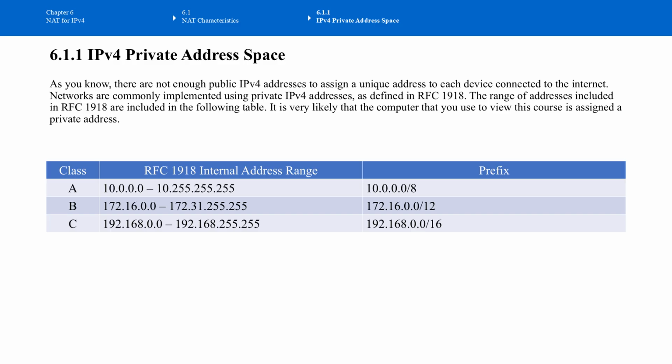And then we have the Class C private range. The third range is from 192.168.0.0 through 192.168.255.255. The prefix is 192.168.0.0/16. This is the range most people recognize because it's commonly used in home and small office networks. Many home routers assign addresses such as 192.168.0.x or 192.168.1.x using DHCP.